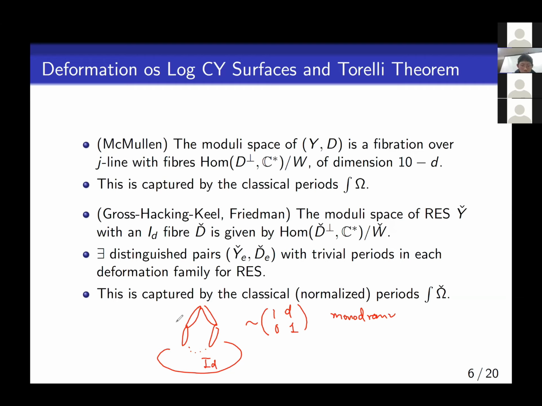Okay, and so if you choose a loop in the monodromy invariant cycle, which is like a vanishing cycle, it goes around the base, and that gives you a torus. And you want to normalize the period of this torus to be 1.